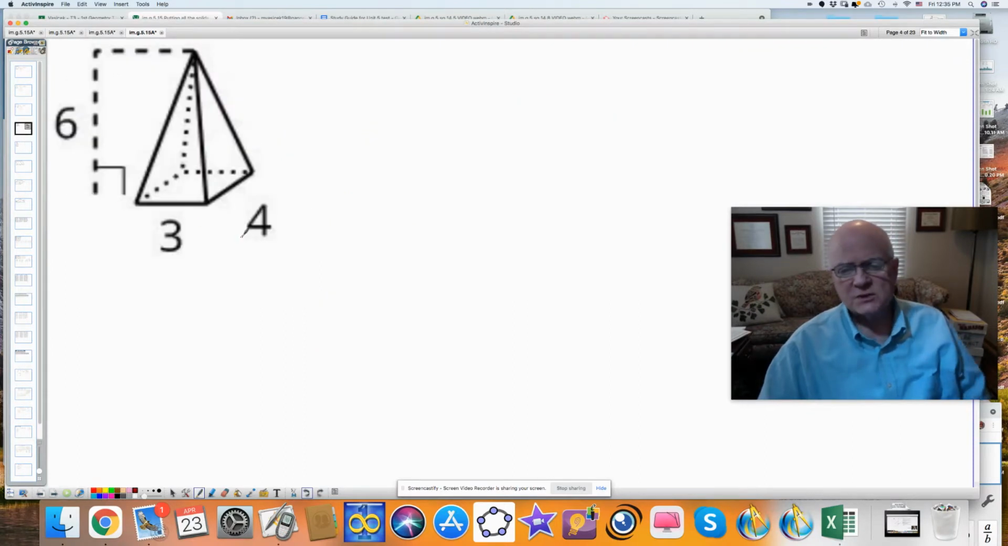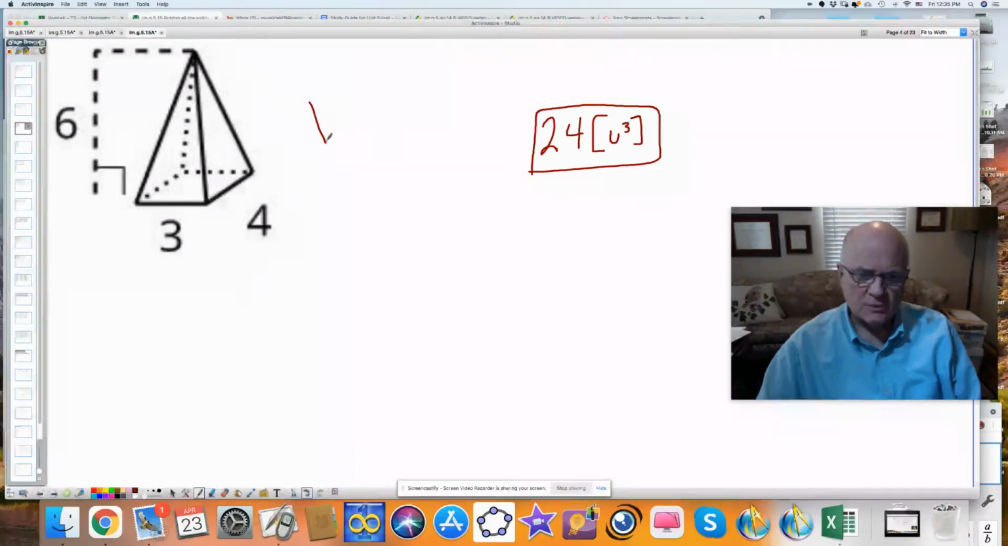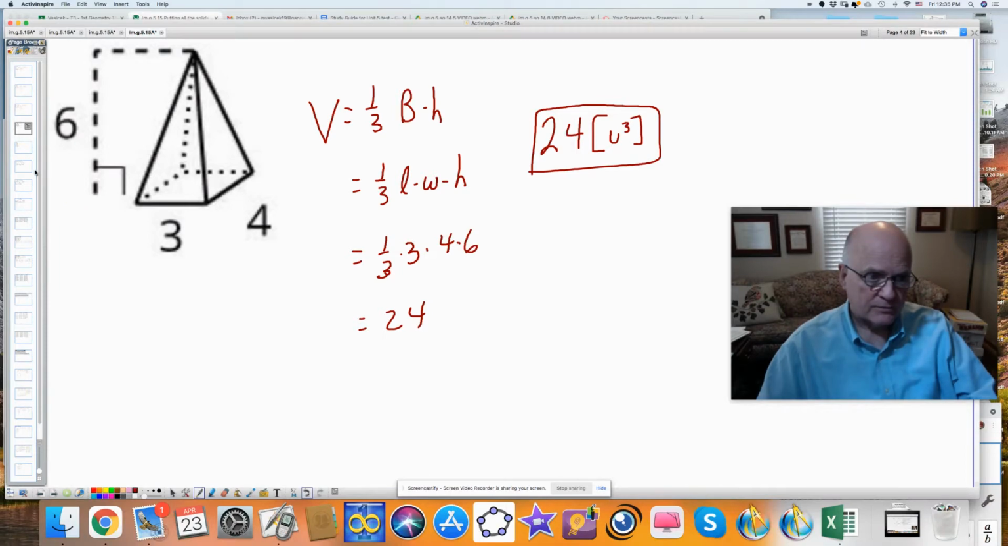And this last one, to do it mentally, is going to be 24 units cubed. How did I do that? What was going on in my head? I've got 1/3 times the base times the height. That's 1/3 times the length times the width times the height. So I have 1/3 times 3, which is 1, times 4 times 6, which is 24. And there you have it.